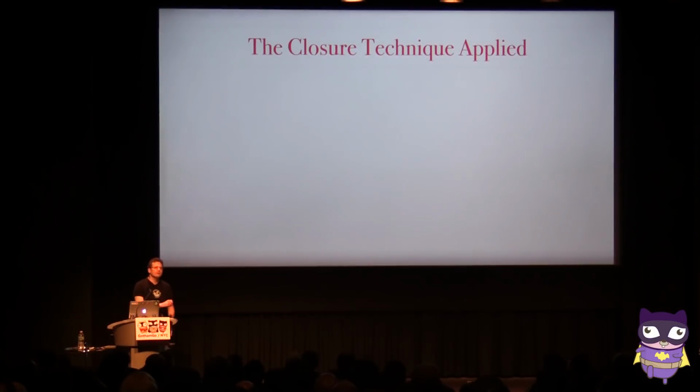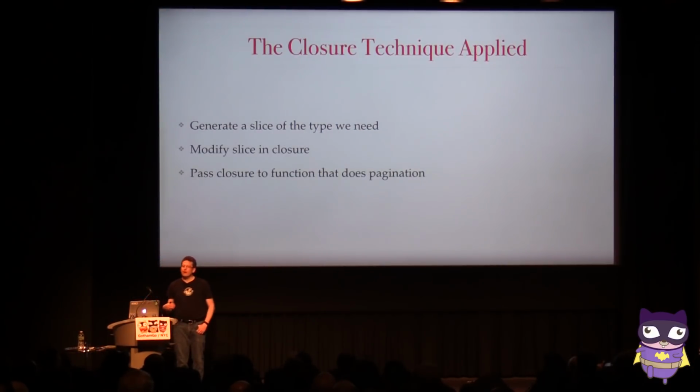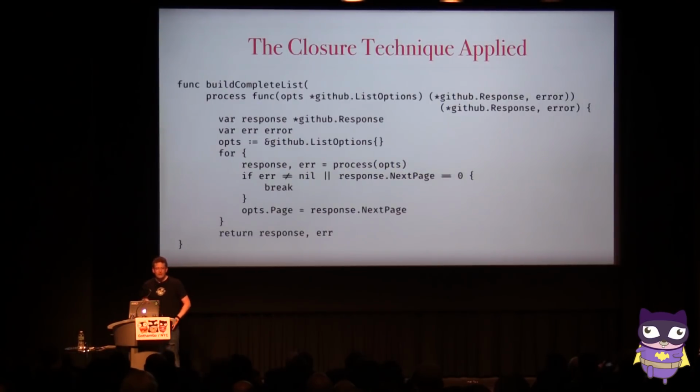So let's go through the steps. Using the closure technique, we can generate a slice of the type that we need. We can modify that slice in a closure that's passed to a function that does the actual pagination looping. And our closure just needs one argument, a GitHub list options pointer that has the current page info, and returns back two values, a GitHub response pointer and that ubiquitous error. And the function that we pass to the closure looks like this.